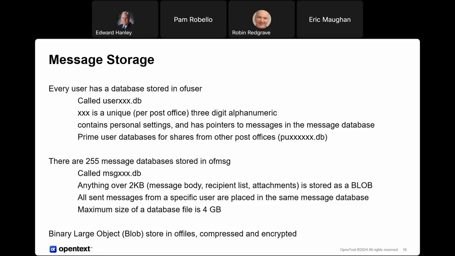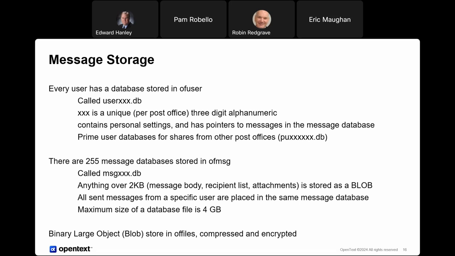Those are prime user databases and are for shared items. So that's shared folders, shared address books, shared calendars, all stored in that database. That is where someone on a different post office has shared something with someone on the post office you're looking at. It will create a PU database locally on that post office for that information.